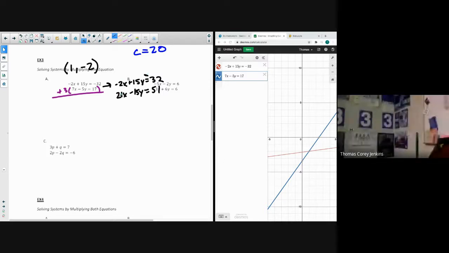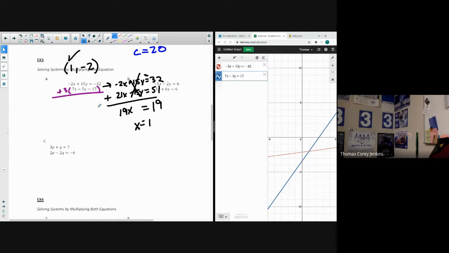All right, so -2 plus 21 is going to be 19. So we got 19x. 15 plus -15 is 0, so that cancels. And then -32 plus 51 is going to be 19. And then 19 over 19 is, of course, 1, which goes with our answer. And then we just use that 1 to show that y is -2, hopefully.